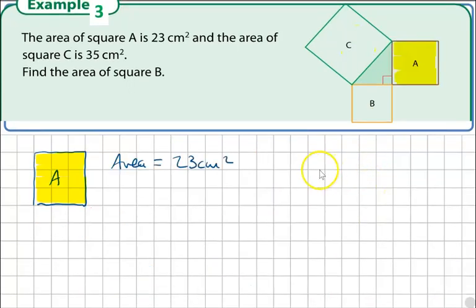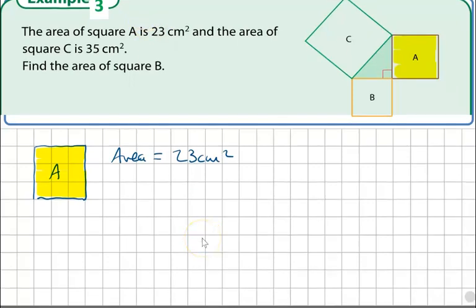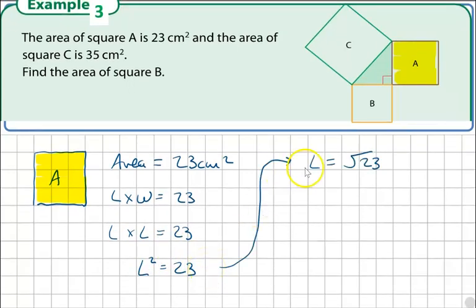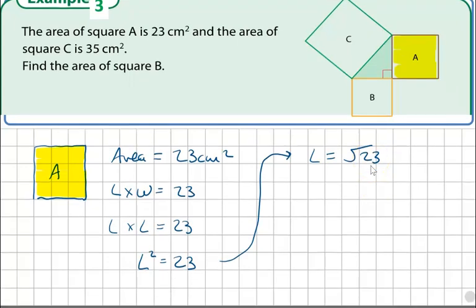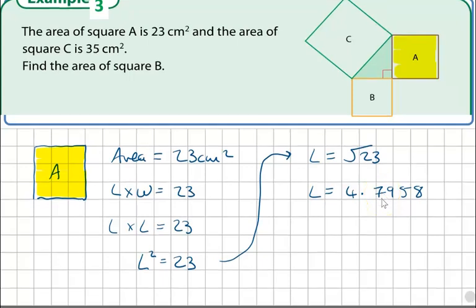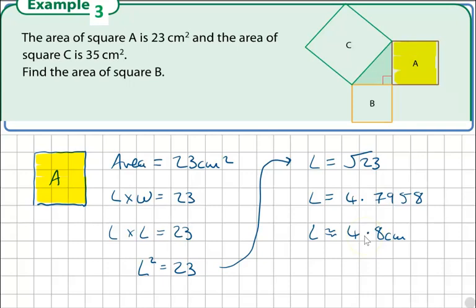So let's just check if that's right. I've drawn out the square here, square A, and I'm saying that it's 23 centimeters squared. That was given in the question. We know that the area of a square is the length times the width. So the length times the length is 23, because in a square, the length and the width are the same size. So the length squared is equal to 23. So the length is equal to the square root of 23.